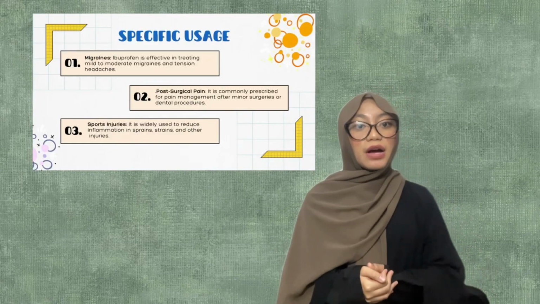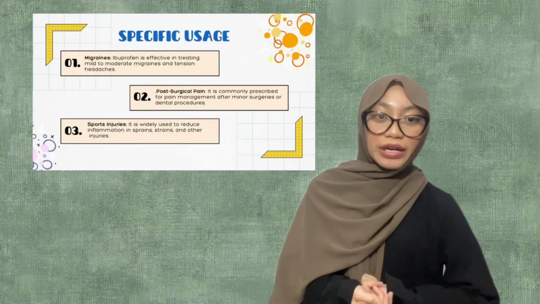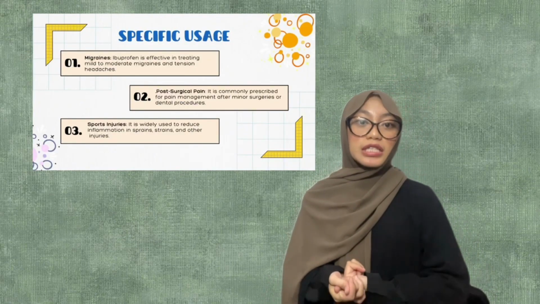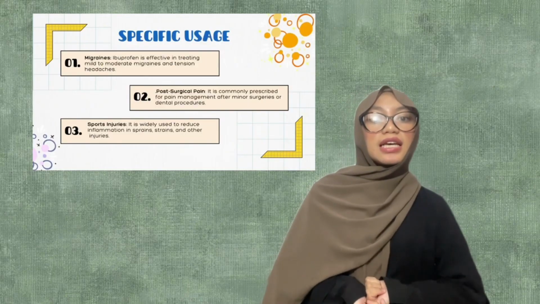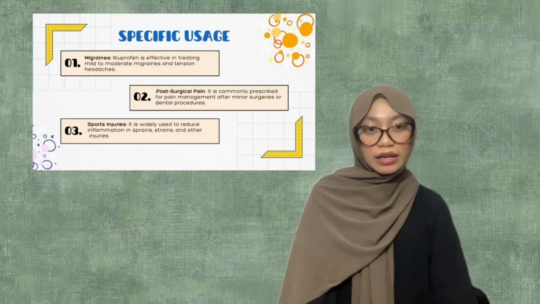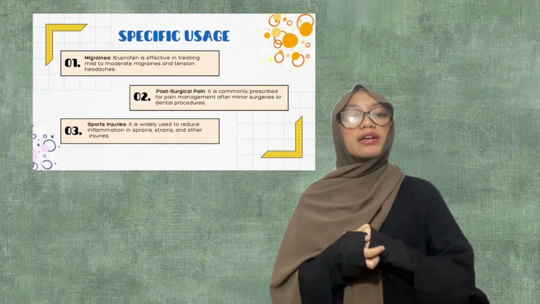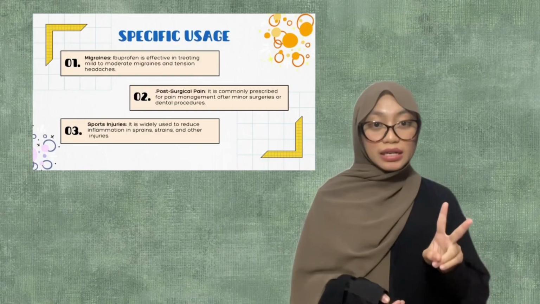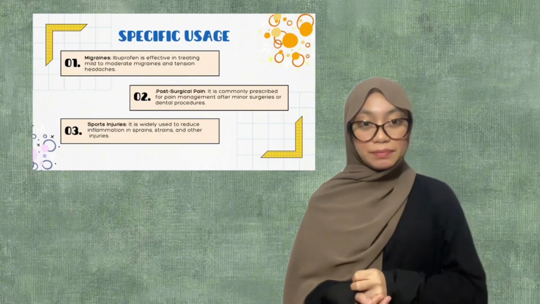Next, I will talk about the specific usage of ibuprofen. First of all, ibuprofen is commonly used for migraines. It is effective for treating mild to moderate migraines and tension headaches, so that it can offer quick relief to the person. Secondly, it is used for post-surgical pain.